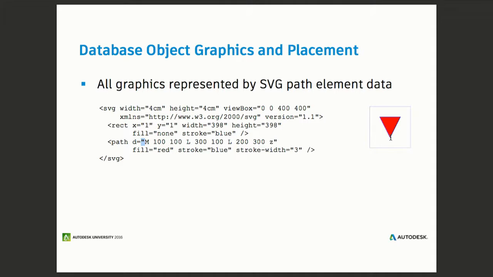So it says, move to 100, 100, that's probably this point, and then line to 300, 100, that's... No, 100, 100 is probably there, 300, 100, 200, 300, and close. So it's simply a polygon. So in my Revit add-in, for each of these geometric bits that I have, the room and the family symbol, that's all, I generate a string like that. And that's what I put into the database. So I can have a really efficient, super minimalistic representation of my graphical data.